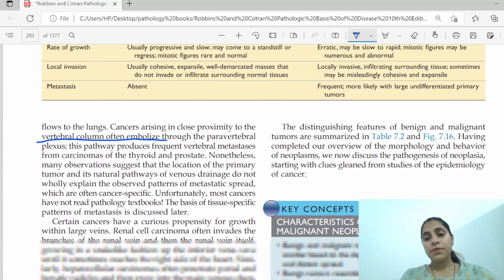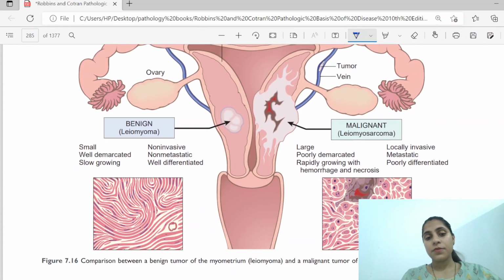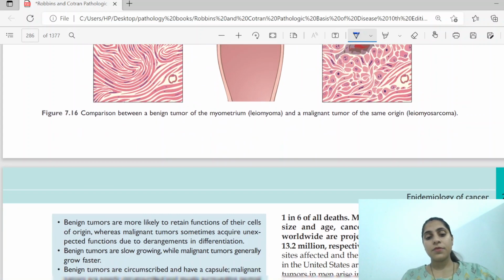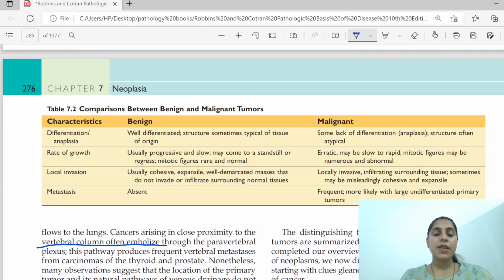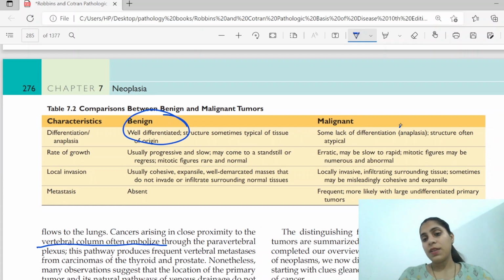So we will see the difference between benign and malignant. Very simple difference: the benign will be well differentiated, whereas malignant will lack differentiation. The rate of growth of benign is slow, whereas malignant is rapid.